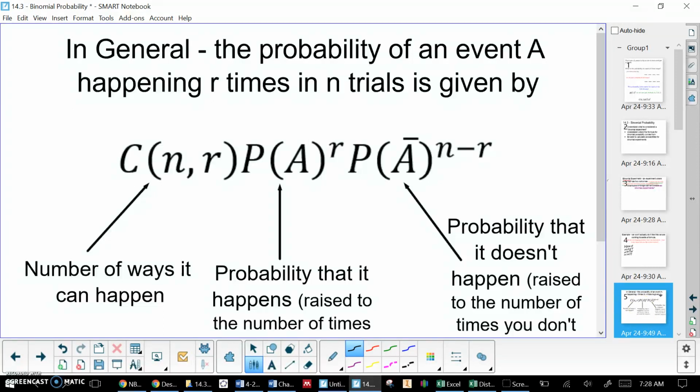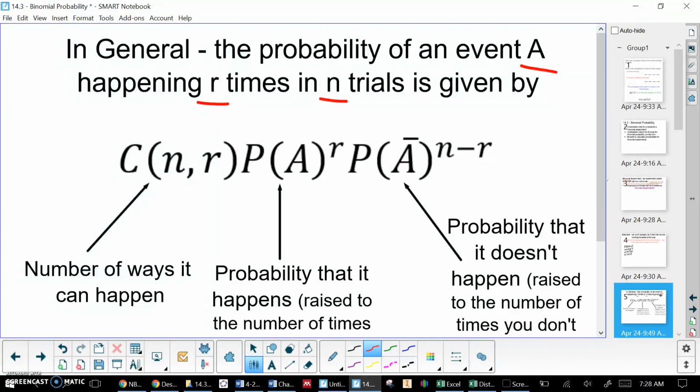And so this is a lot to look at here. So let's just go ahead and take a look at everything in here. It's not all that complicated once you understand what everything says. So this is the probability of an event A happening. So that could be like the probability of getting a heads. We're looking at that event happening a certain number of times R in a certain number of trials.